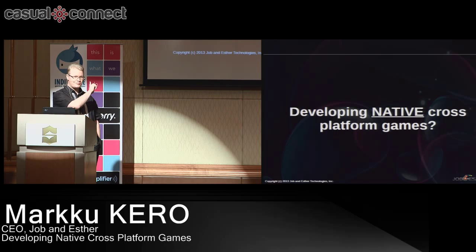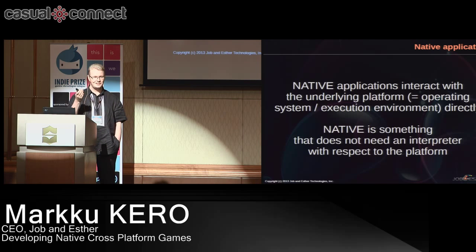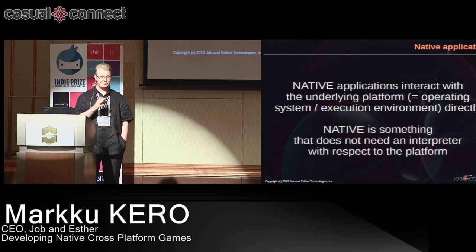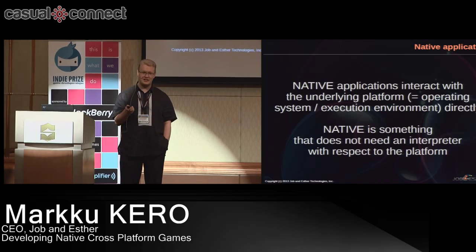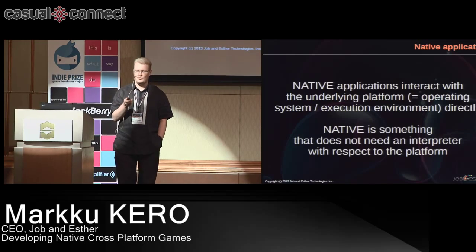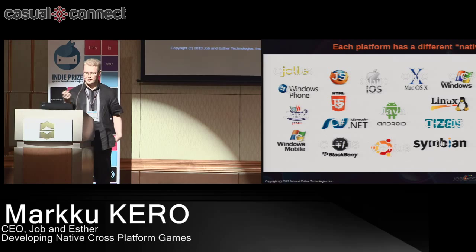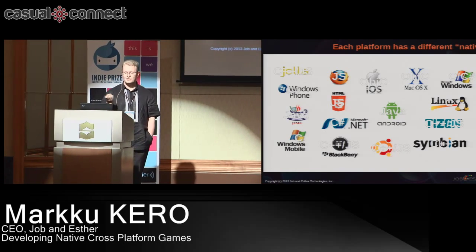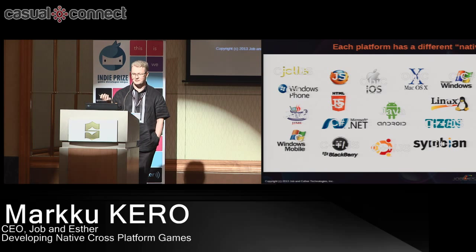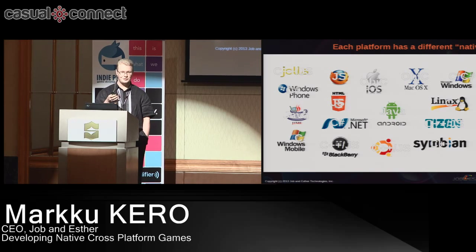Now, when we put the word native there, developing native cross-platform games, the word native is used in many different ways. Here's what I mean when I say native. Native applications are such that they interact with the underlying software platform directly without any interpreters, any mediators in between. Can you relate with that definition? So when we look at the platforms earlier, each one of them has a different notion of native. What you see there are platforms, and on top of each of them, the programming language that you use to develop for each. And it's always different. For Android development, Java is considered native. For iOS, Objective-C is considered native. On Windows Phone, that's C# and so forth. They all have their different software platforms.